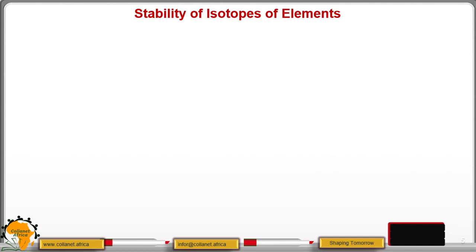Hello student, welcome to our first lesson in this topic, and in this lesson we are going to look at stability of isotopes of elements. We start with the introduction.